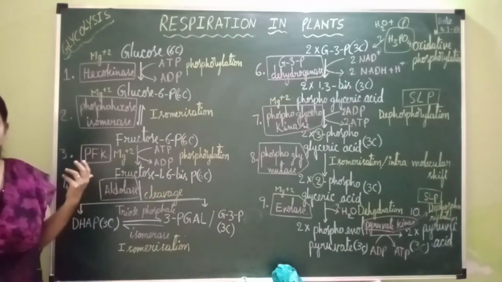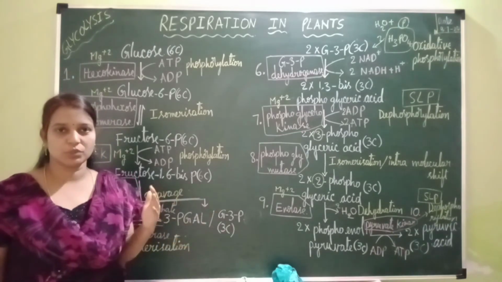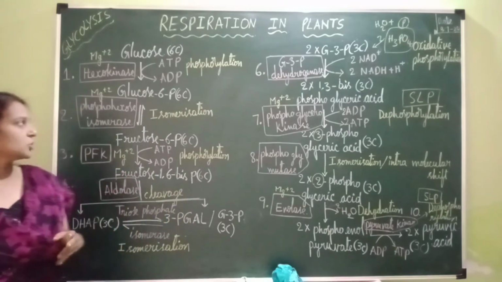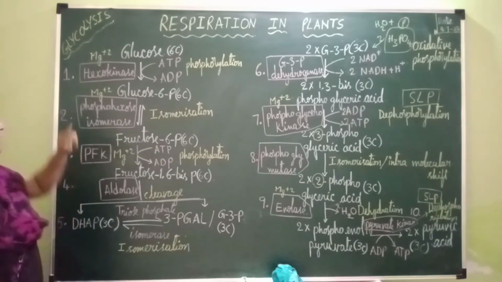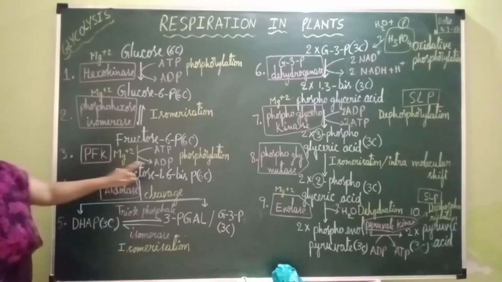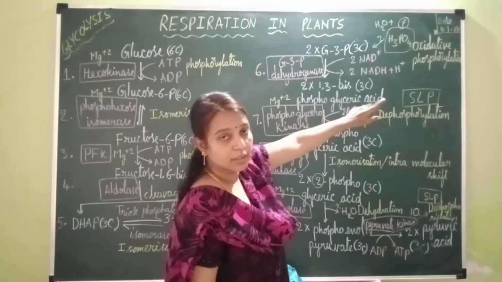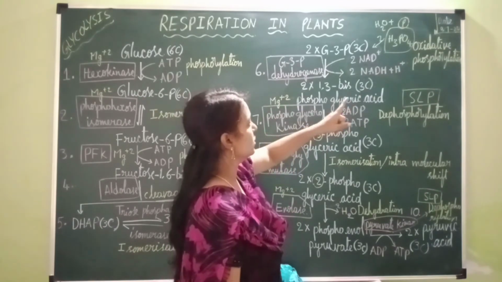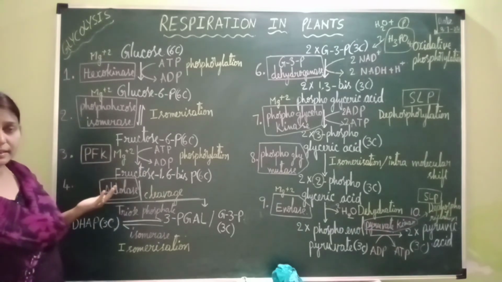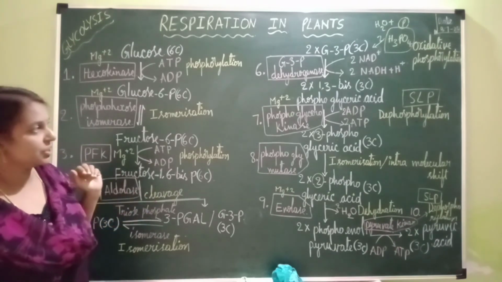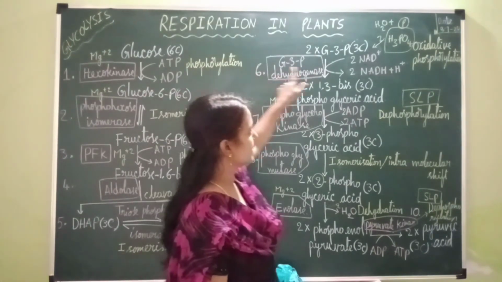At how many steps does phosphorylation occur? Substrate level phosphorylation is dephosphorylation, removal of phosphate, whereas phosphorylation is addition of phosphate. It occurs at 3 steps, that is at 1st step, 3rd step, and 6th step. The 6th step is oxidative phosphorylation, in which phosphorylation is also included, that is addition of phosphate. Now at how many steps does oxidation or dehydrogenation occur? It occurs at only one step, that is at sixth step.